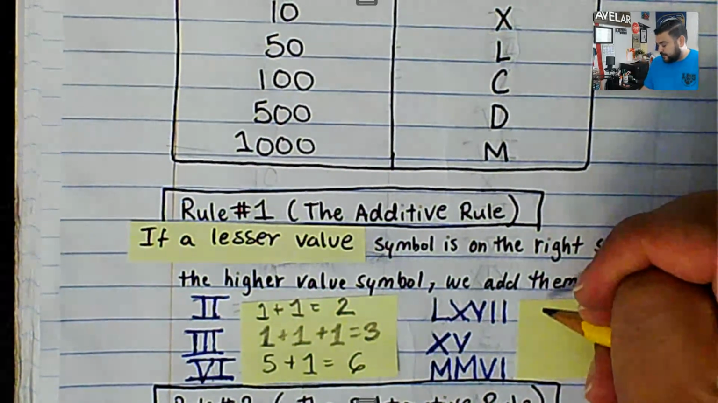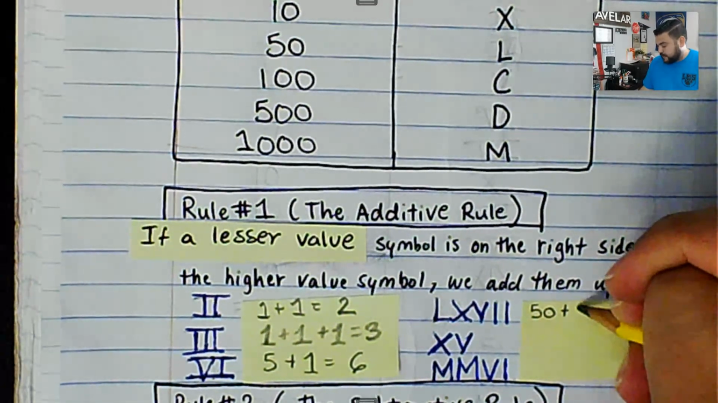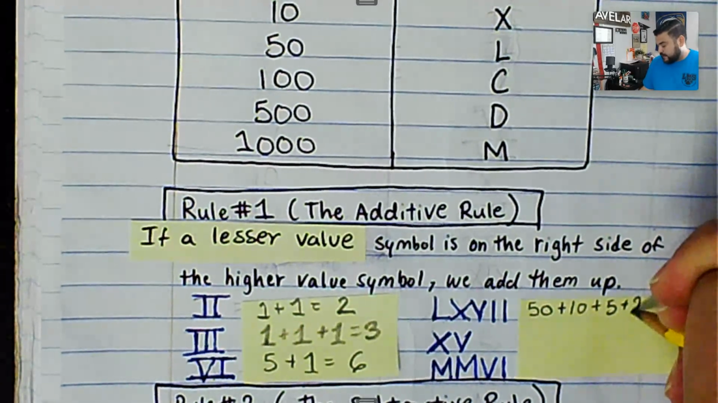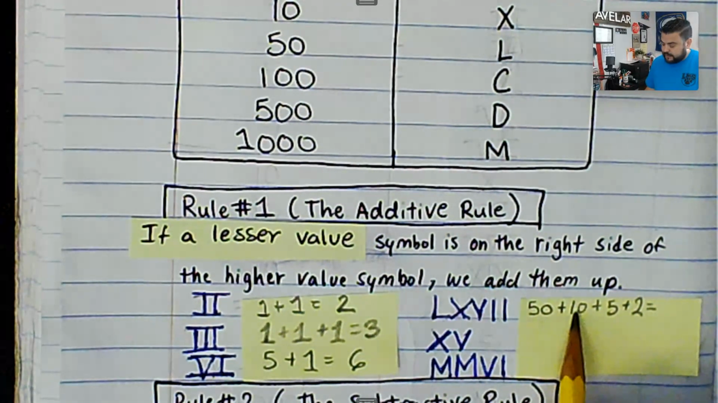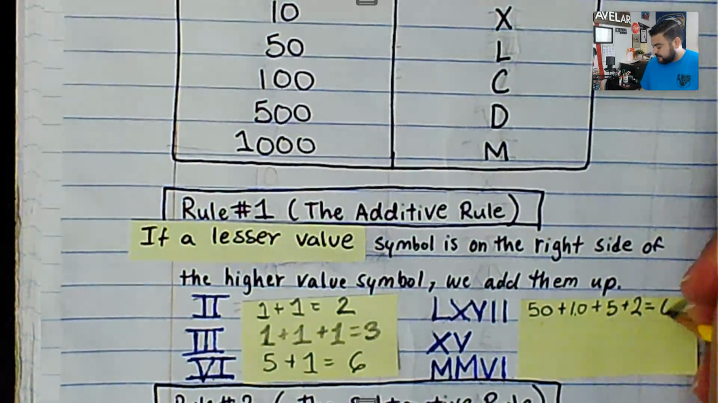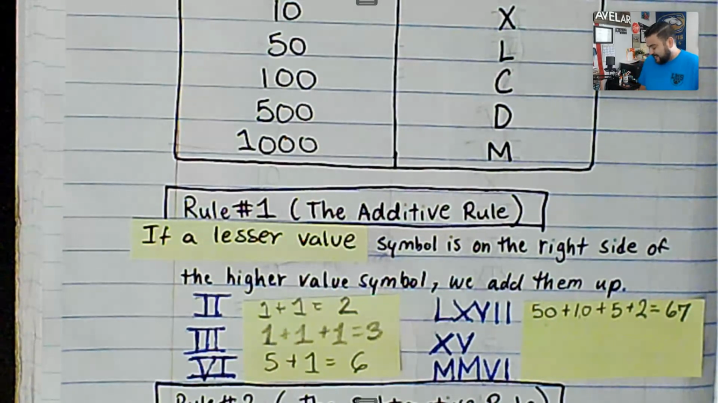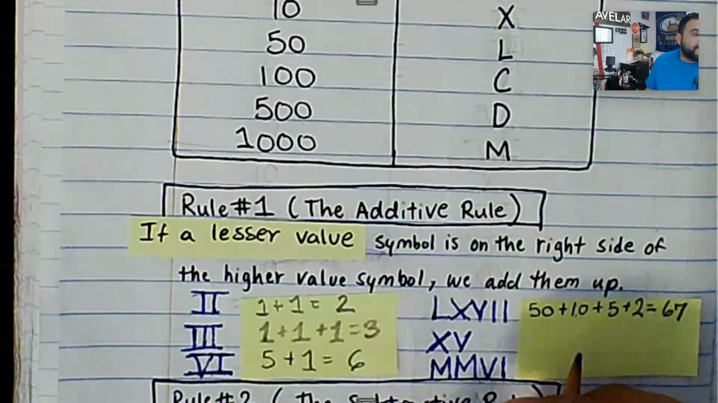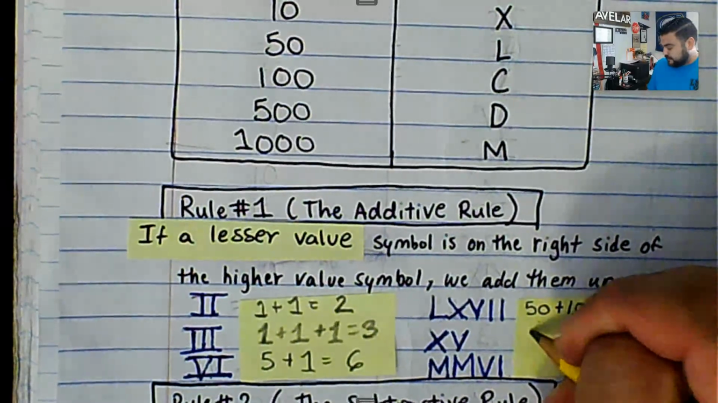And now what number does this represent? L equals 50. An X represents 10. A V represents 5. And 2 tallies, 7. 50 plus 10 plus 7 is 67. Did you do that on purpose? Yeah. Okay. Next, X and V. 10 plus 5.